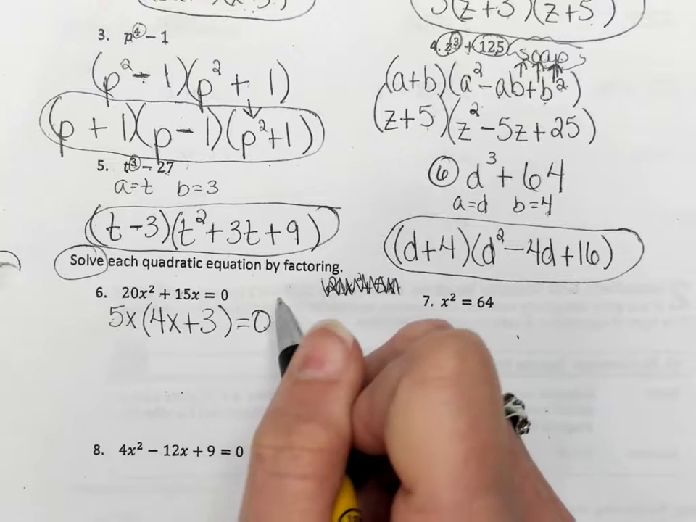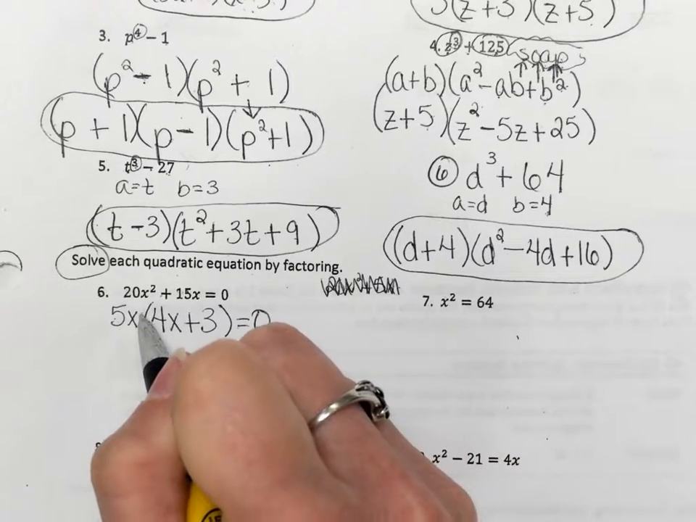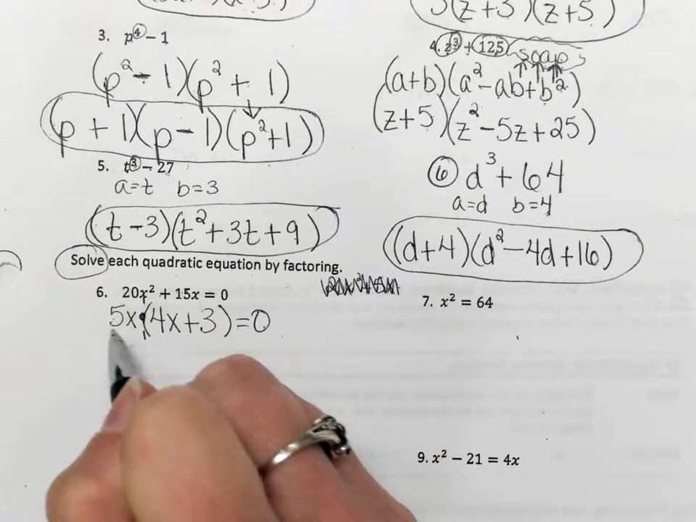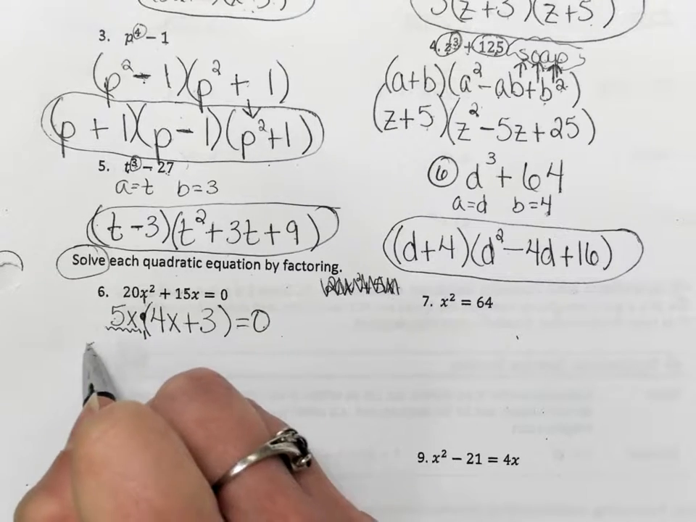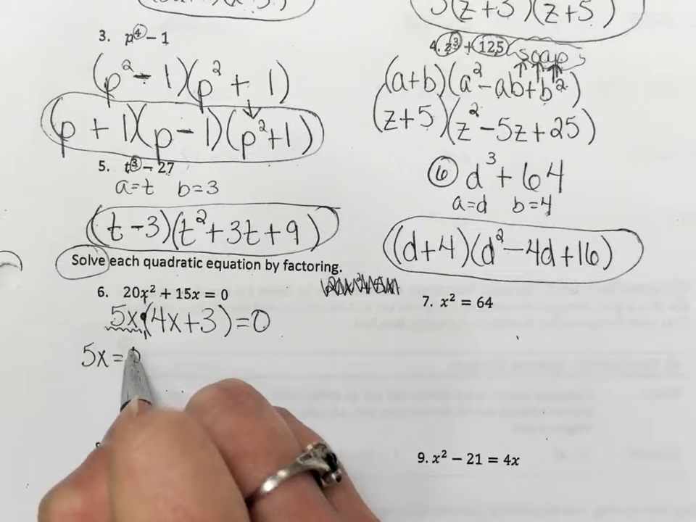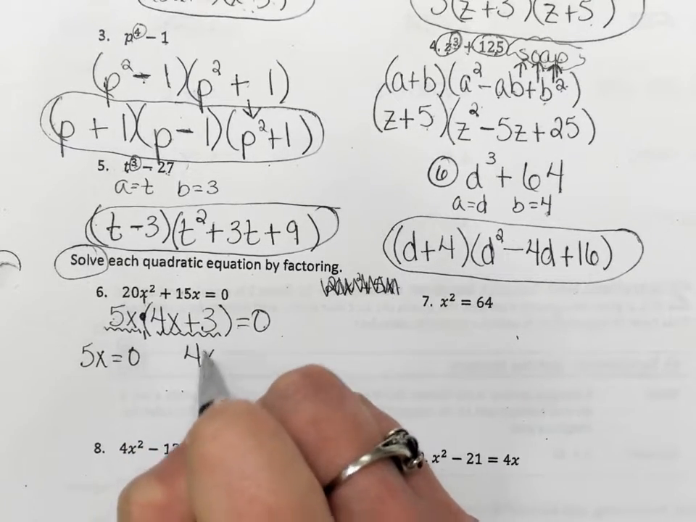Alright, so guys, because it's got an equal 0 right here, there's a zero product property that says I can cut it right here at the multiplication. So this first term is equal to 0. So 5x equals 0. Then my second term is equal to 0. So 4x plus 3 equals 0.